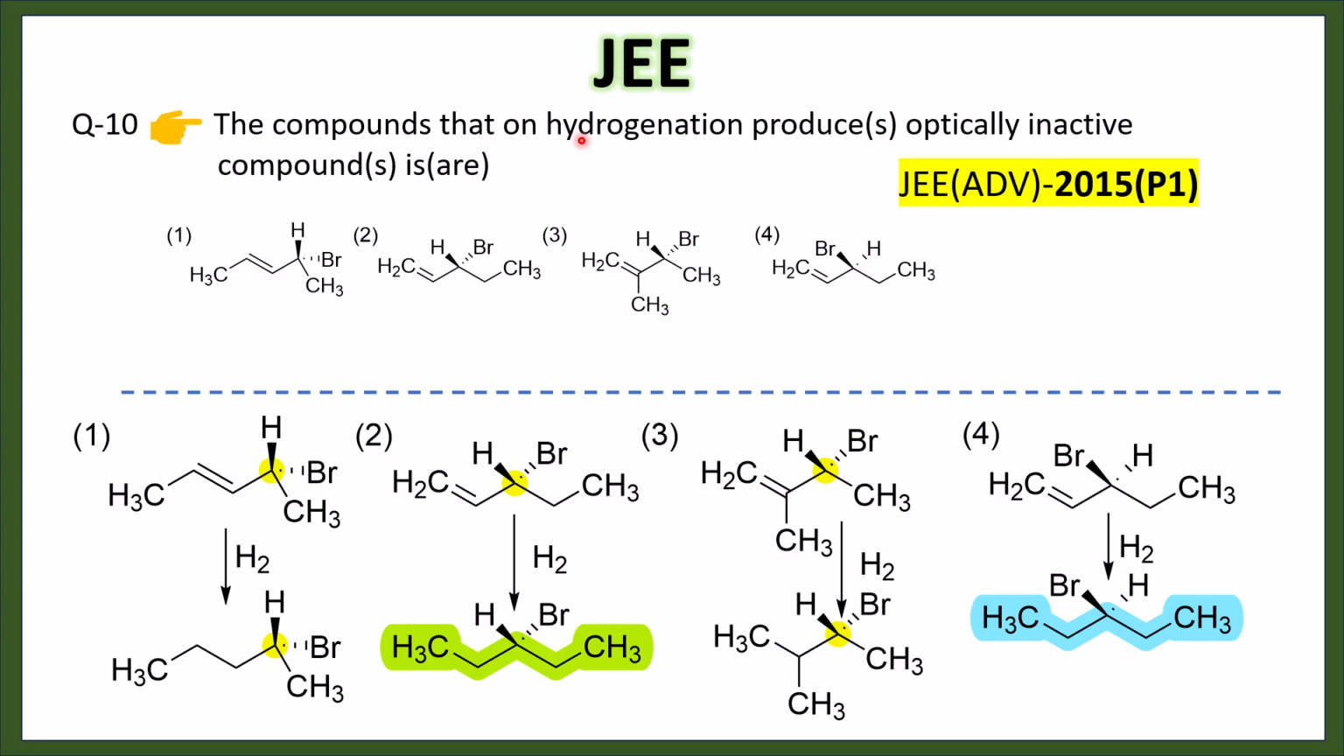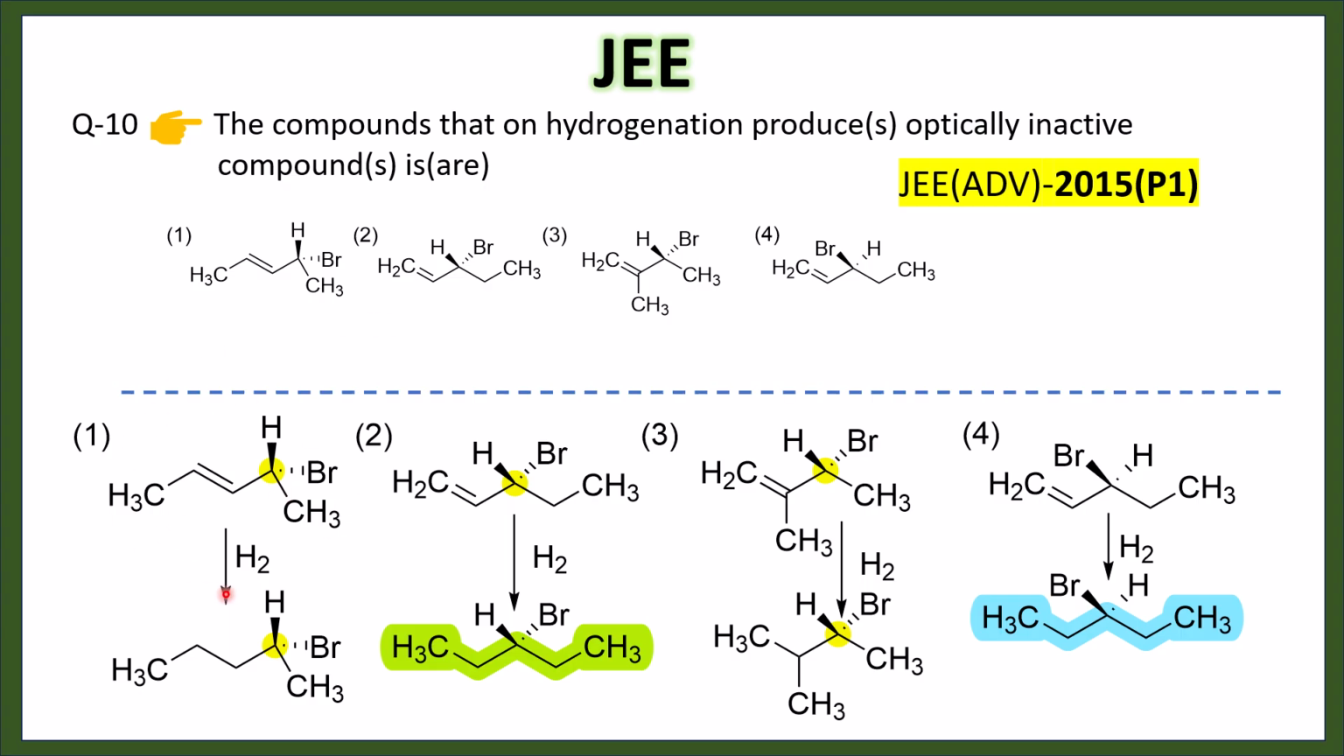The compounds on hydrogenation produce optically inactive compounds. Among the following options, which are the alkenes that give the optically inactive compound? Let's do one by one.